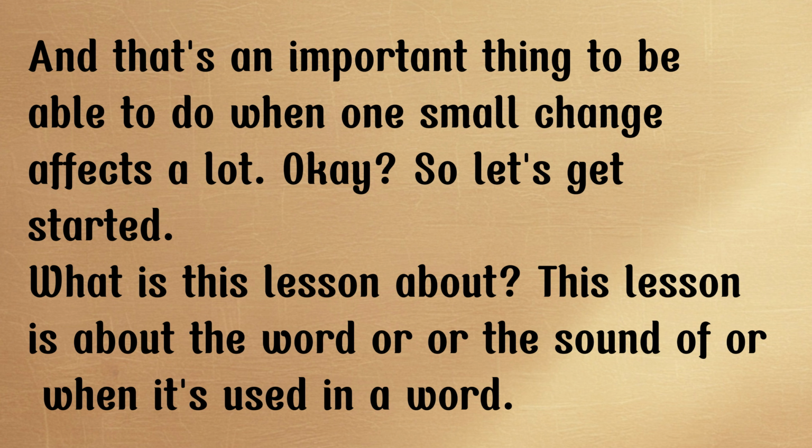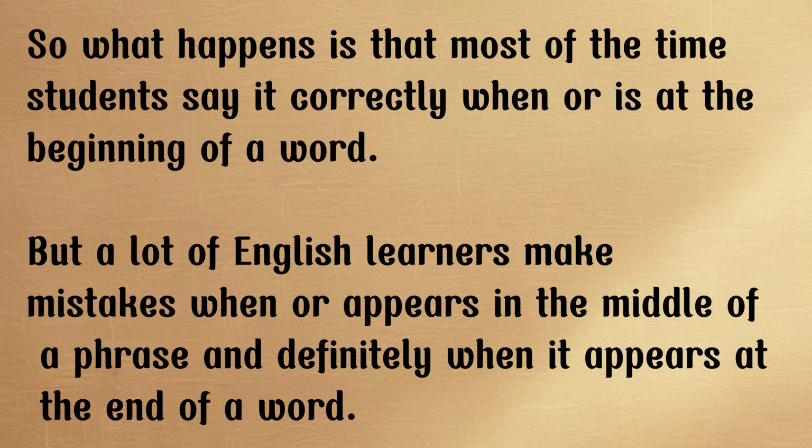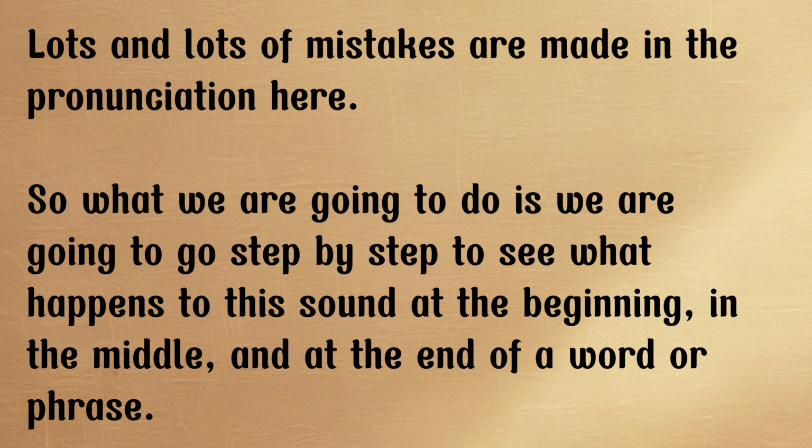What is this lesson about? This lesson is about the word or the sound of "or", or when it's used in a word. Most of the time students say it correctly when "or" is at the beginning of a word. But a lot of English learners make mistakes when "or" appears in the middle of a phrase, and definitely when it appears at the end of a word. Lots and lots of mistakes are made in the pronunciation here. So what we are going to do is go step by step to see what happens to this sound at the beginning, in the middle, and at the end of a word or phrase.